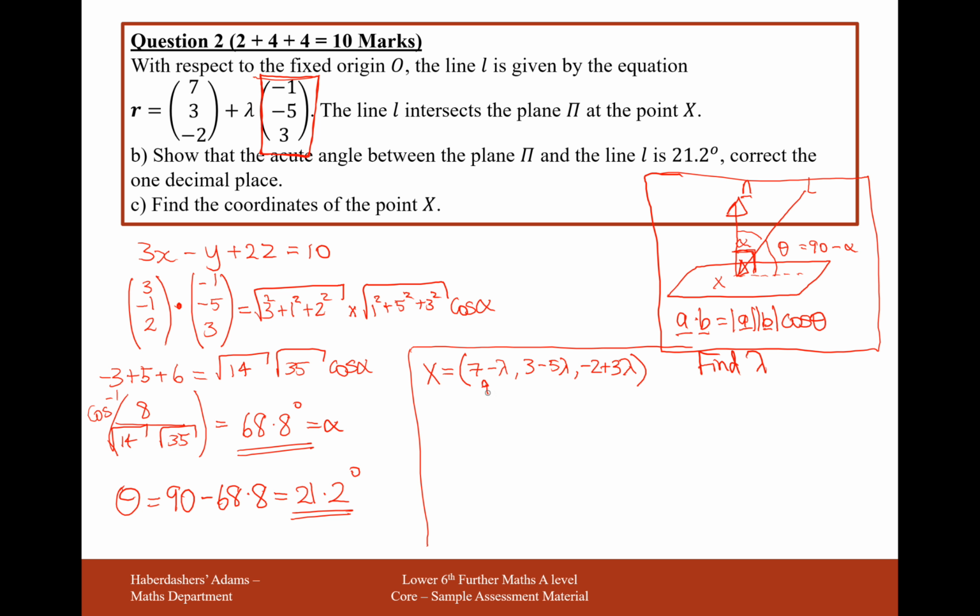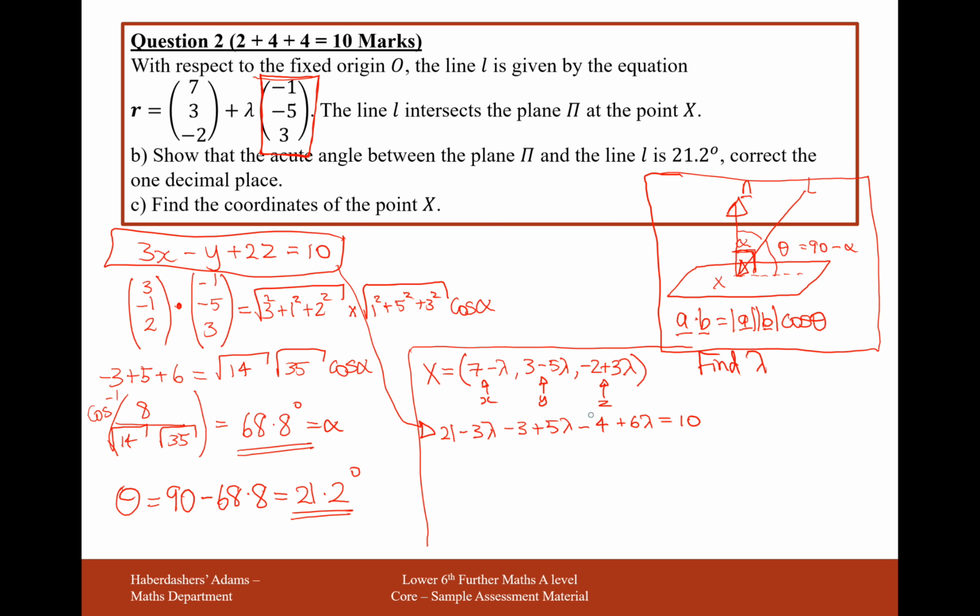Now this here is our x coordinate, this here is our y coordinate, and this here is our z coordinate. And what we have to do now is we're going to substitute in to the equation of the plane here our x coordinate and our y coordinate and our z coordinate. So we're going to get 3 lots of 7 minus lambda, which is 21 minus 3 lambda. Take away the y coordinates, that we take away the 3 and we'll add on the 5 lambda for the double negative, and then it will be double of the z coordinate, so -4 plus 6 lambda, and that's going to equal 10.